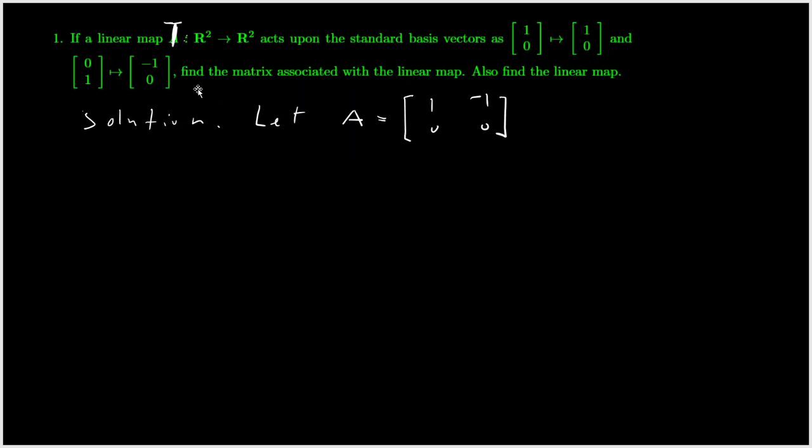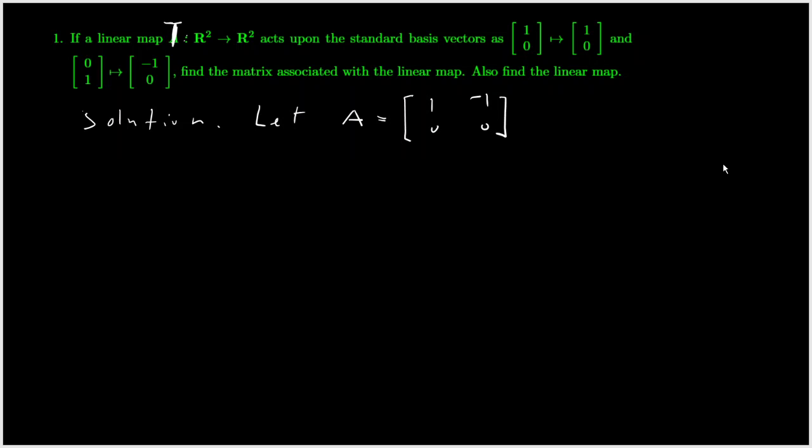Actually, we are done with the first part of the question. We found the matrix associated with the linear map. In the second part, we also found the map. Now let's recall that every matrix determines a linear map associated with the matrix. In particular, A is a 2 by 2 matrix, so A determines the linear map.